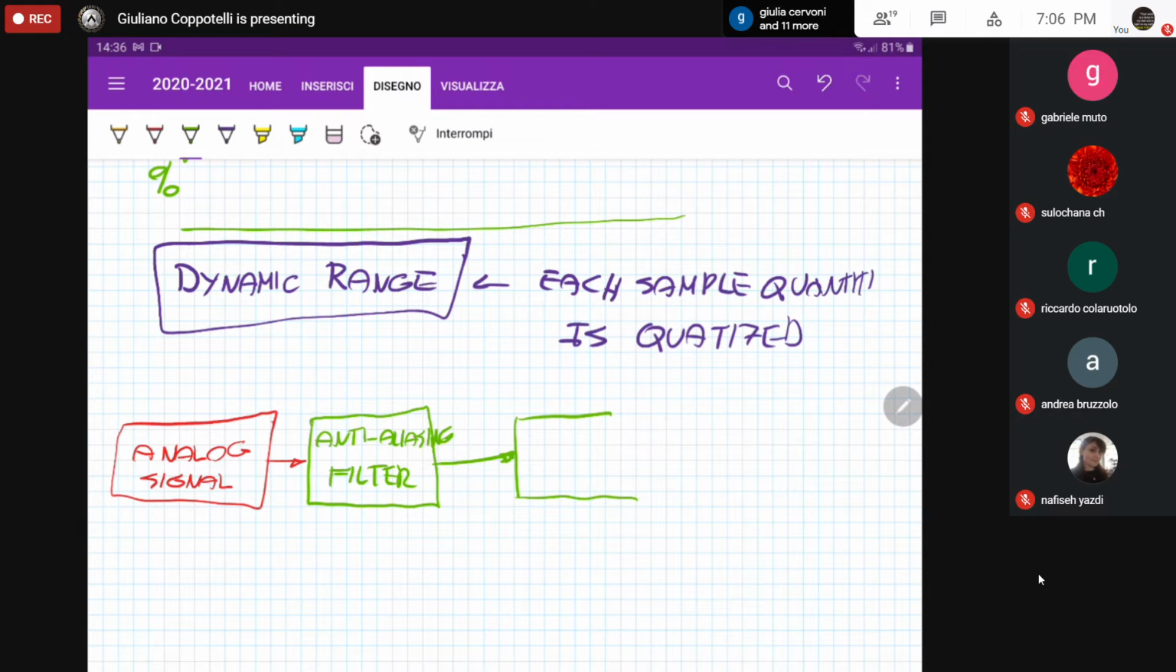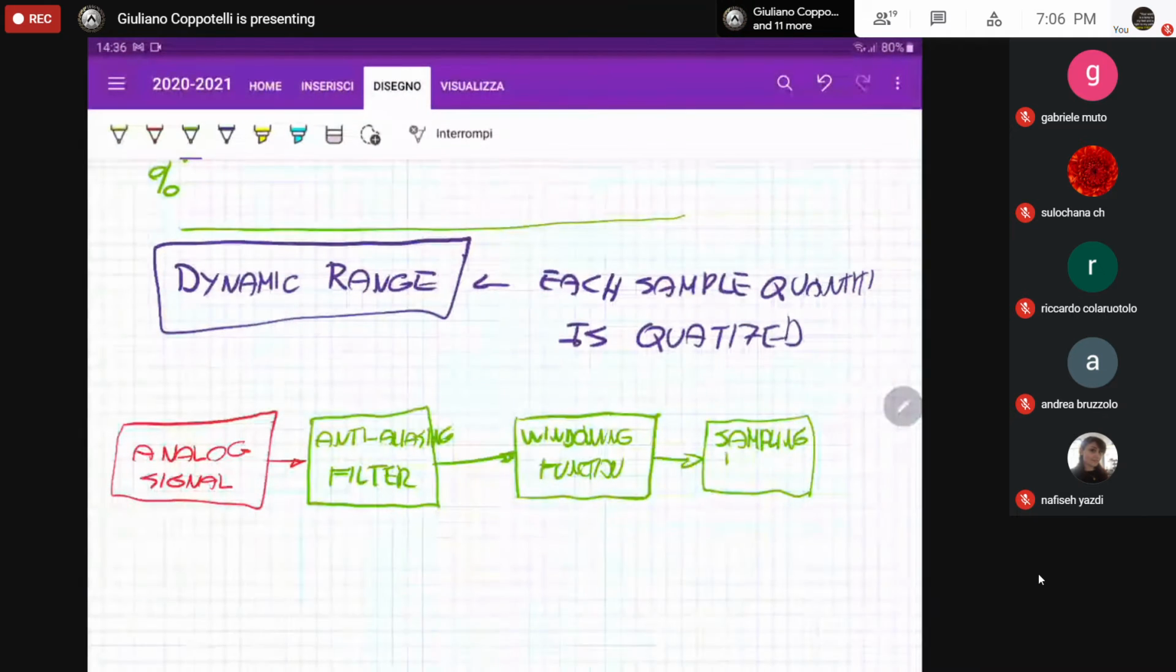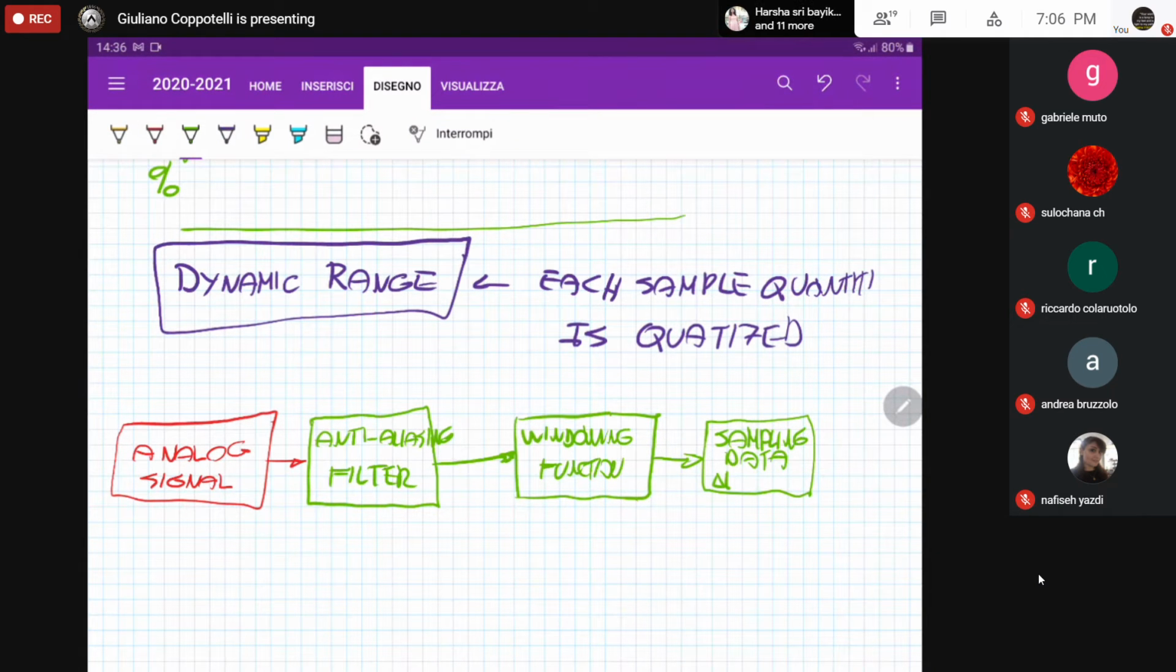Then what you have to do is to apply your windowing function to reduce leakage. Okay, and finally you can have a sampling of your data, and I've just written that your sampling time delta t is equal to 1 over your sampling frequency fs. And once you're done with that, finally what you have to do is to consider your data quantization.